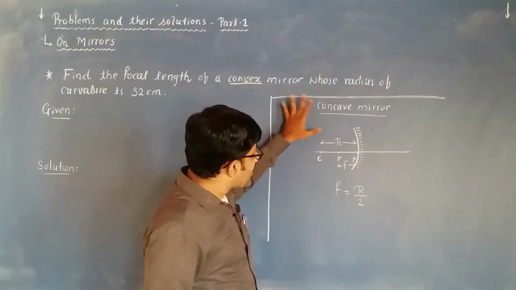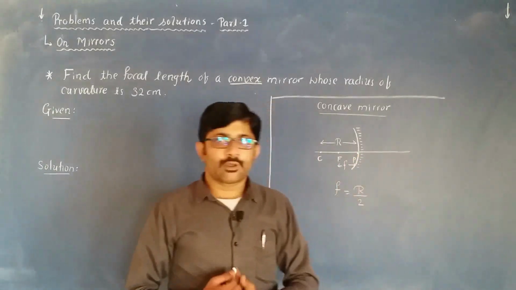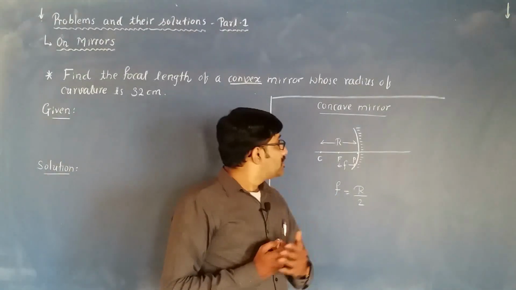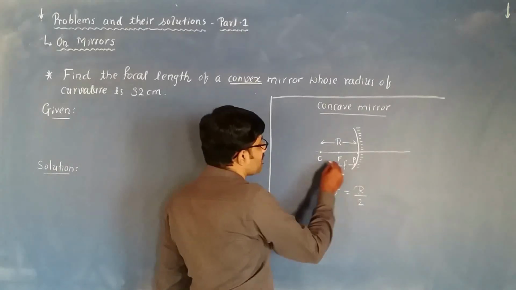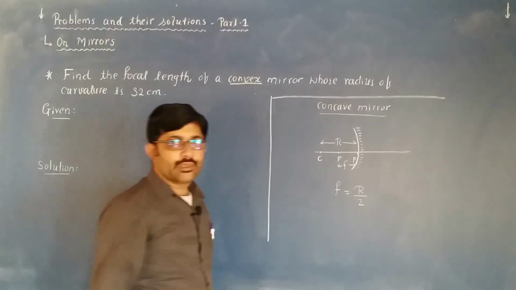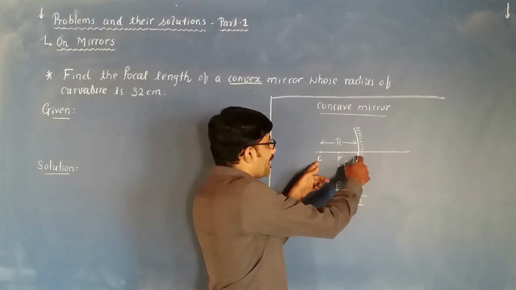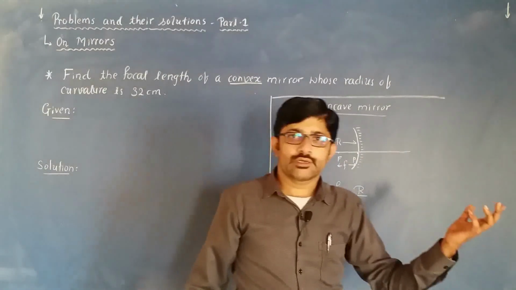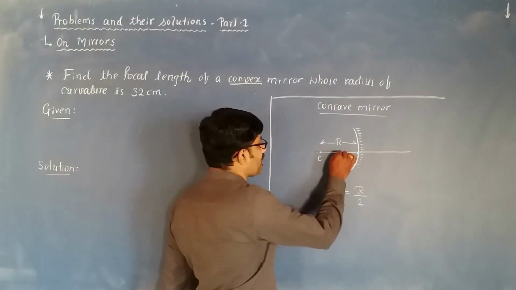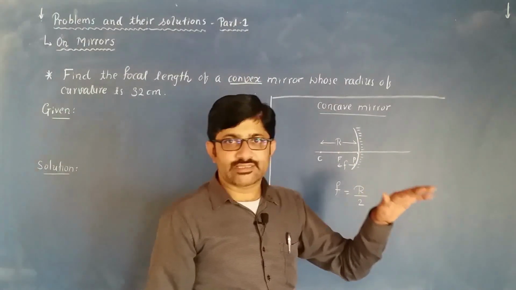Here I am taking the concave mirror. While explaining, we take the concave mirror most of the time because it has its own importance, as we already noted. So this is the concave mirror. This is the center of curvature C, principal focus F, and pole of the mirror P. The distance between C and P is the radius of curvature of a spherical mirror, and the distance between F and P is the focal length, that is small f.